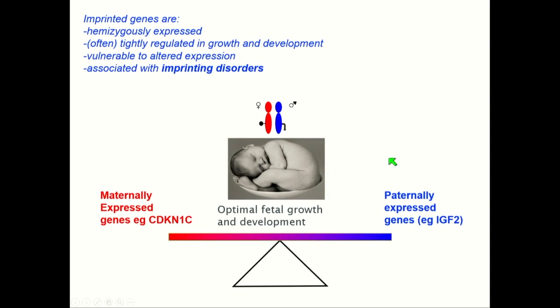Right, next point. Imprinted genes are hemizygously expressed, at least the ones we're thinking about. They're expressed from one parent only. The critical ones that we're thinking of in terms of imprinting disorders are tightly regulated in growth and development. And this means that if the level of expression is important, it means that altering that level of expression may have deleterious effects. And that's why some imprinted genes are associated with imprinting disorders. So far, so good. So we have, for example, paternally expressed genes here, maternally expressed genes, and the balance between them is critical for optimal growth and development.